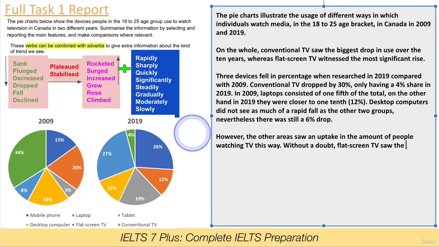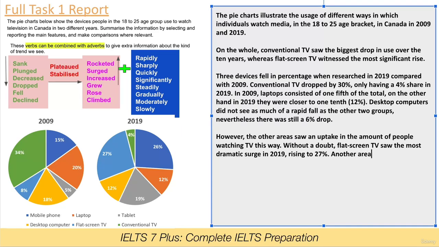Saw the biggest or saw the most dramatic surge 2019, rising to 27%. Oh, percent. There we go. Okay, and then what do we have next? We have mobiles and tablets. So tablets are 14% rise. Mobiles is 11. So maybe we could talk about that.